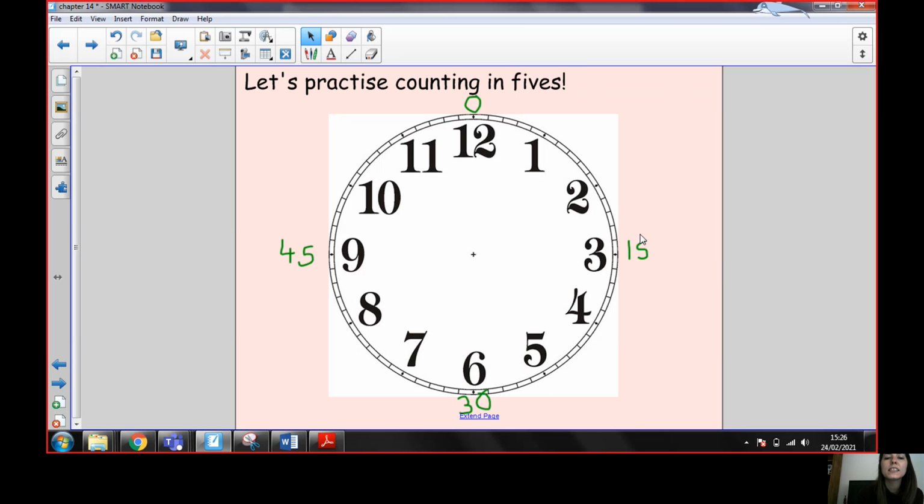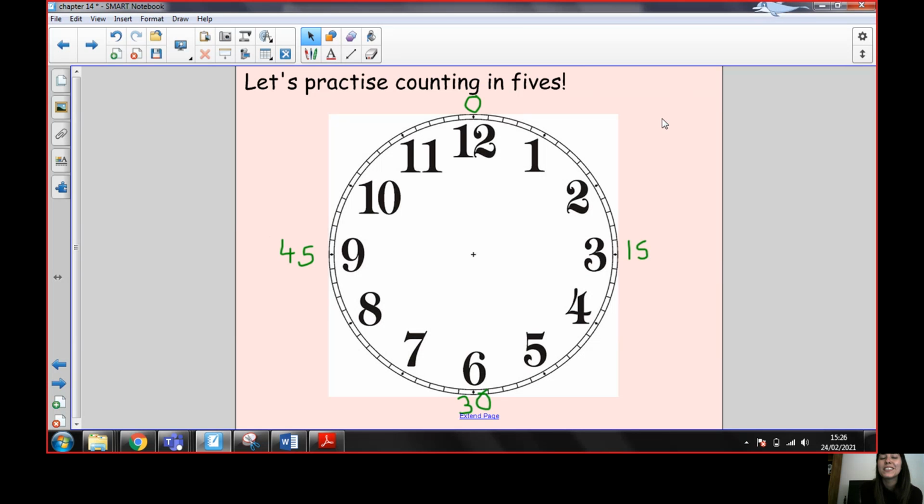How did we get to 15? What do we count in 3 times to get to 15? What do we count in 6 times to get to 30? What do we count in 9 times to get to 45? It might not make much sense at the moment, but some of you might have some light bulbs going off in your heads because you have some times table number fact knowledge in your head already. Pause the video and just see if you can notice a relationship between the numbers.